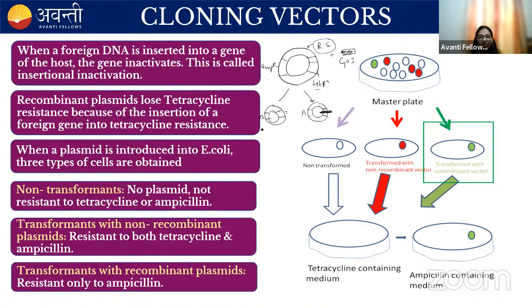Okay, so this is non-recombinant. We always use the terms recombinant and non-recombinant for the vector. Remember this. For the host, we use the terms transformant or non-transformant. And this is recombinant because the gene of interest has entered or inserted into the vector. Okay, I'm getting the two conditions.